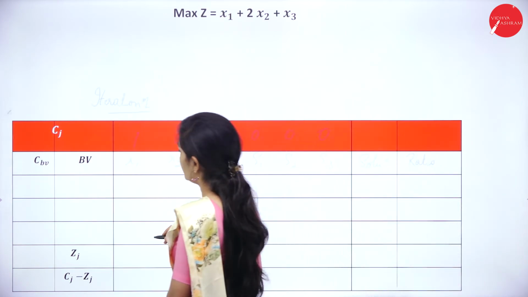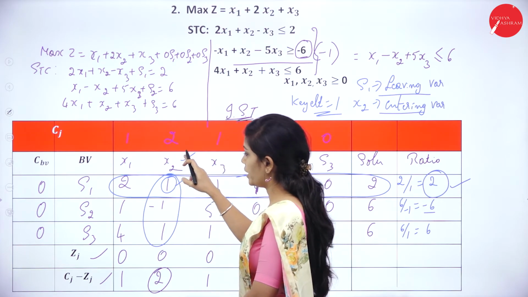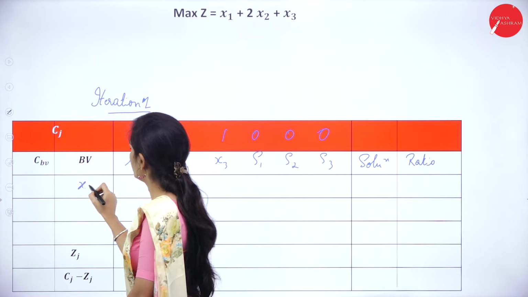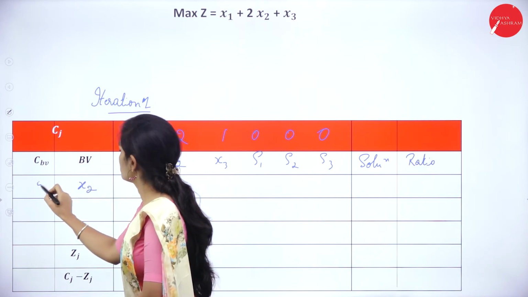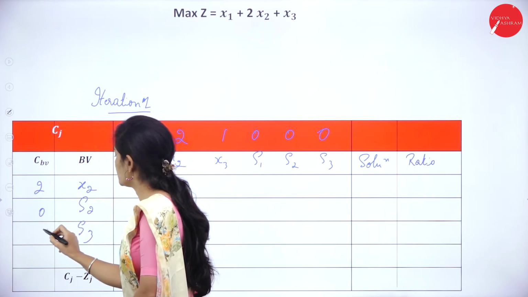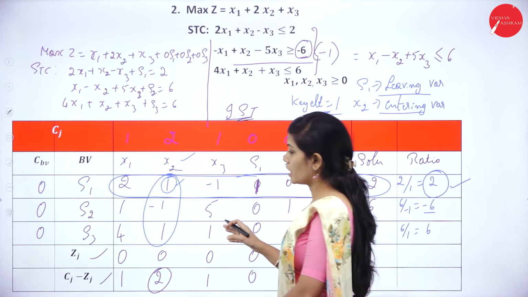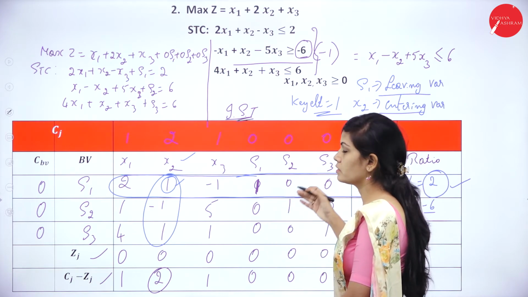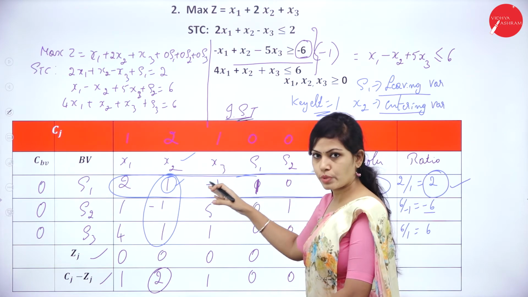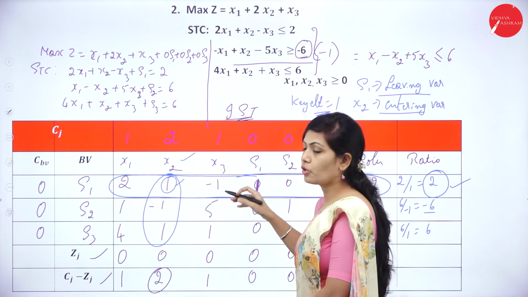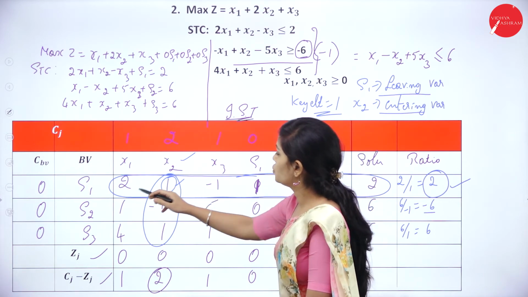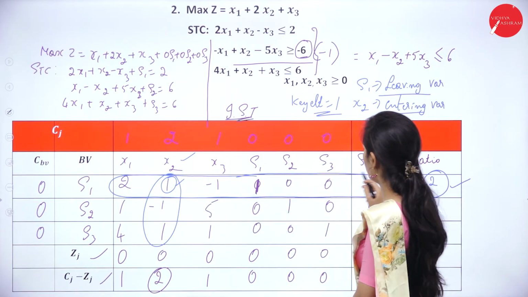So here the entering variable is x2. In place of s1, I'll write x2. The coefficient is 2, and the s2 coefficient is 0, the s3 coefficient is 0. So using this key row and the non-key rows, we can find the new values. Here s1 is the key row. So using this key row, I can find the non-key row values. So list all the key row values: 2, 1, minus 1, 1, 0, 0, 2.